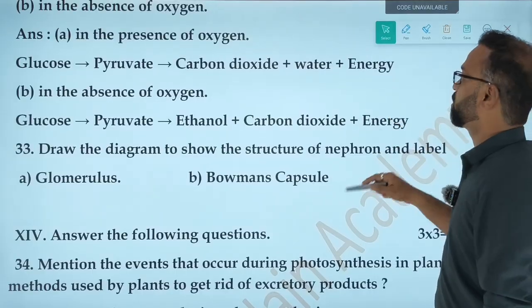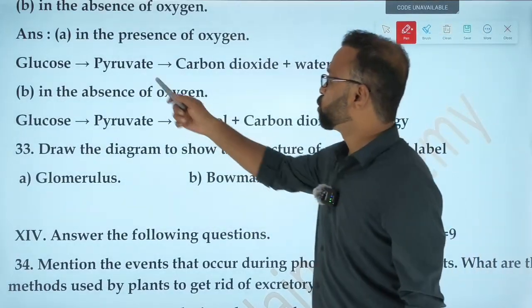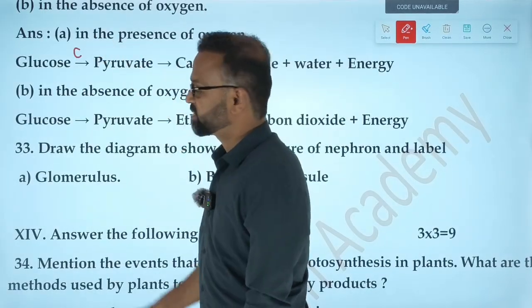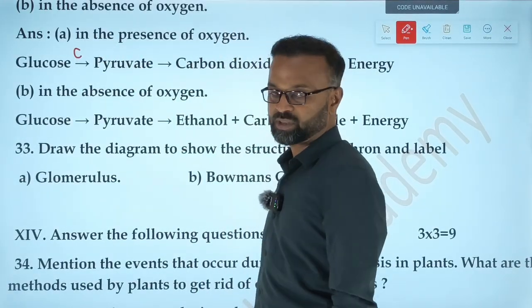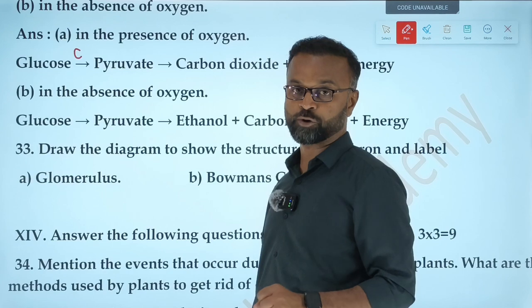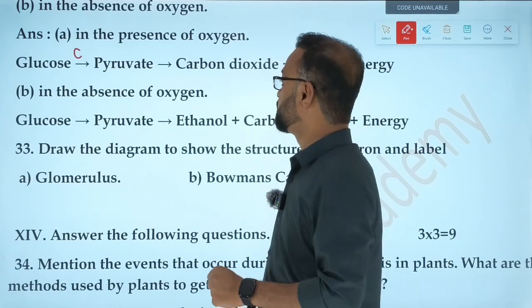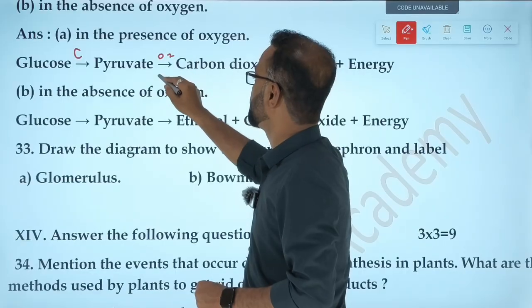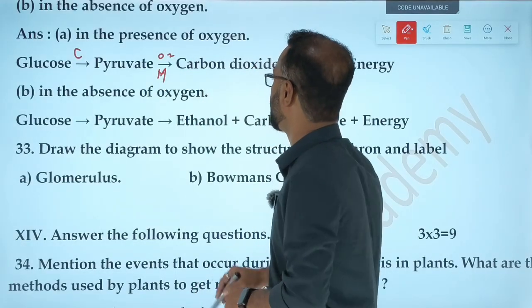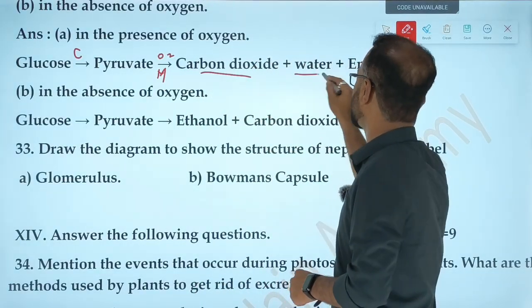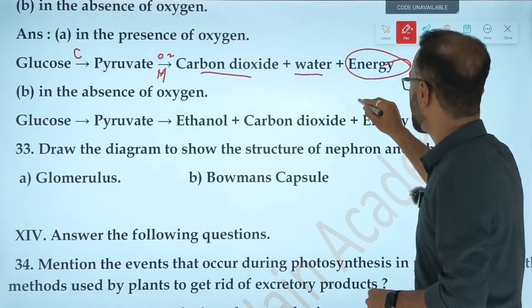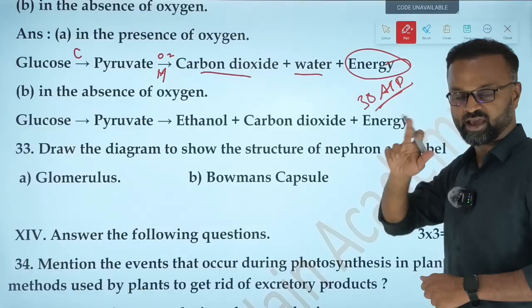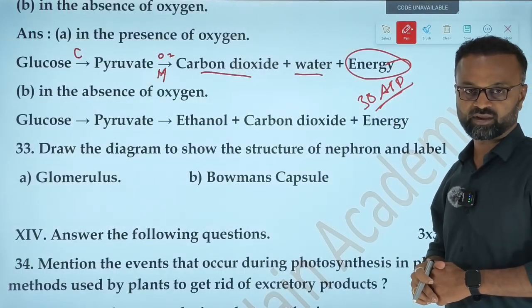In the presence of oxygen, what will happen? The glucose will break down into pyruvate inside the cytoplasm. This first step is common for both aerobic respiration and anaerobic respiration. Then, in the presence of oxygen, the pyruvate inside the mitochondria will break down into carbon dioxide and water, and energy will be released. Around 38 ATP molecules of energy are synthesized in aerobic respiration.